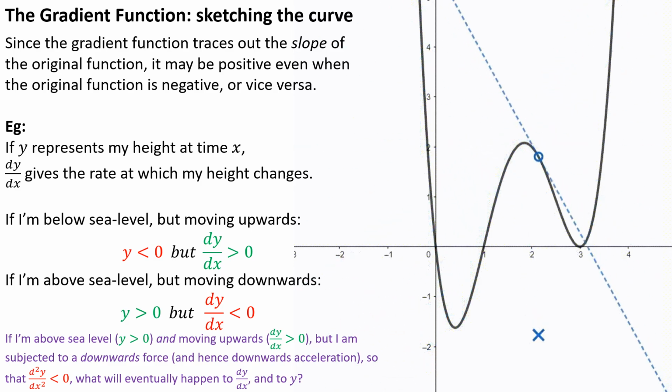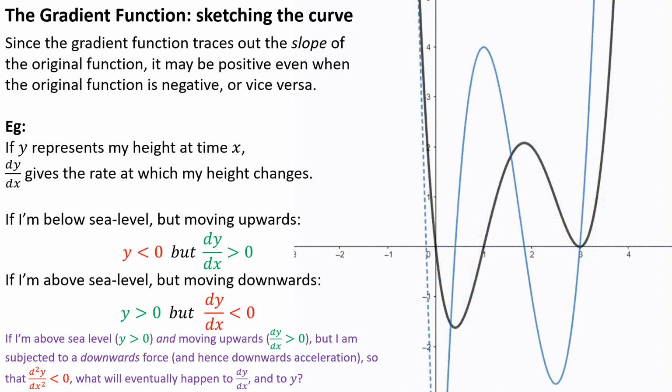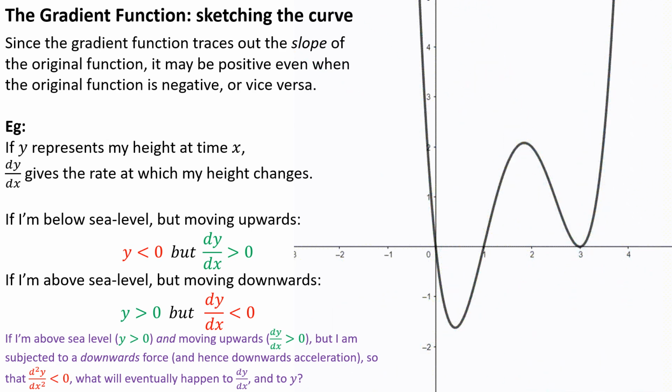So this is the situation we have at the moment. I have a ball, and if I throw it up, it's going to be initially moving upwards and also above the ground, but it will be subjected to the downwards force of its own weight. Gravity is going to be pulling it down. And since gravity continues to pull it down, ultimately think about what the effect will be initially on its upwards velocity, dy by dx, and then eventually on its vertical displacement, its actual height above the ground. Have a think about that one.